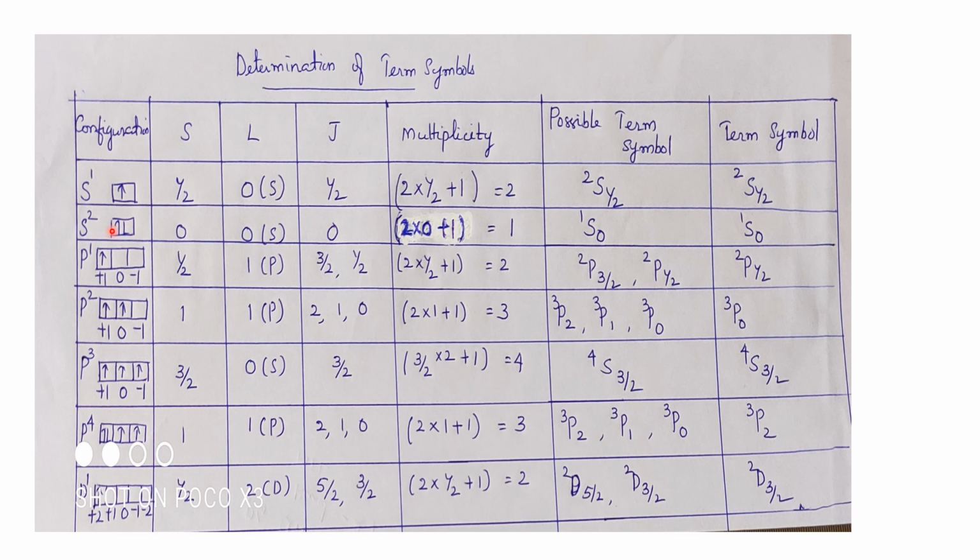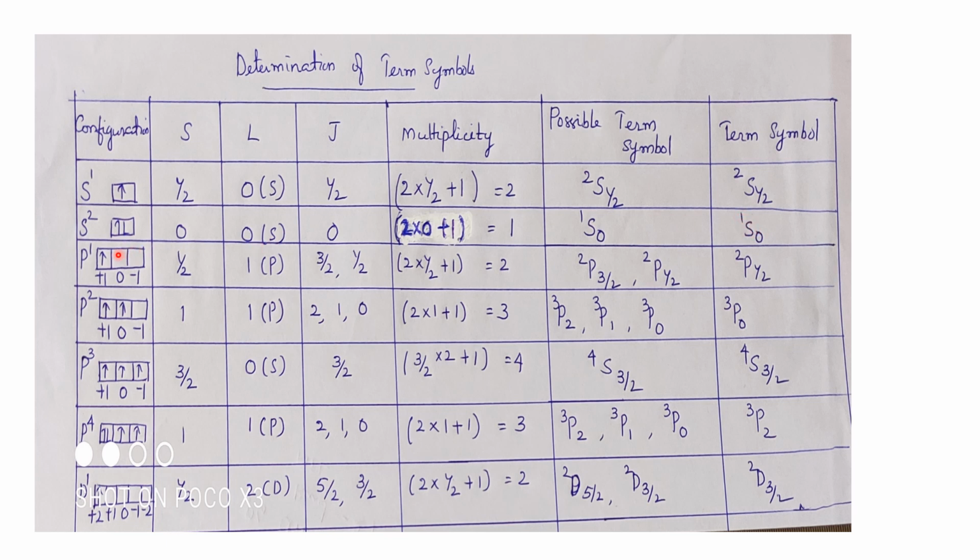s2. s2 is completely filled, that is 2 electrons in the s subshell. For the determination of L and S values, the filled subshells are neglected. That is, completed subshells contribute nothing to L or S. So S is equal to 0, L is equal to 0. J value is also 0. Multiplicity is 2 into 0 plus 1, that is 1. Possible term symbol is 1s0, and the term symbol is also 1s0.